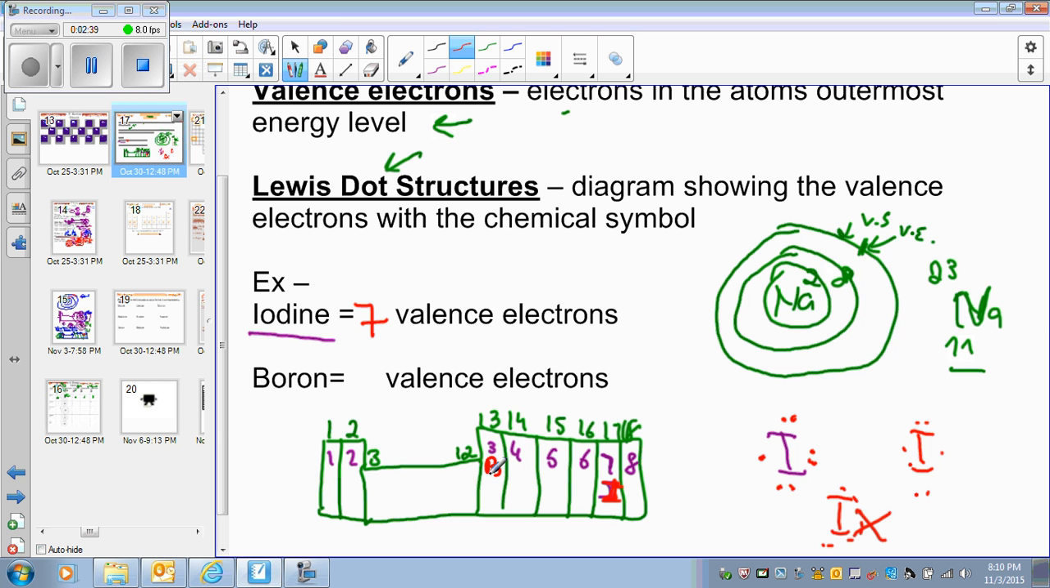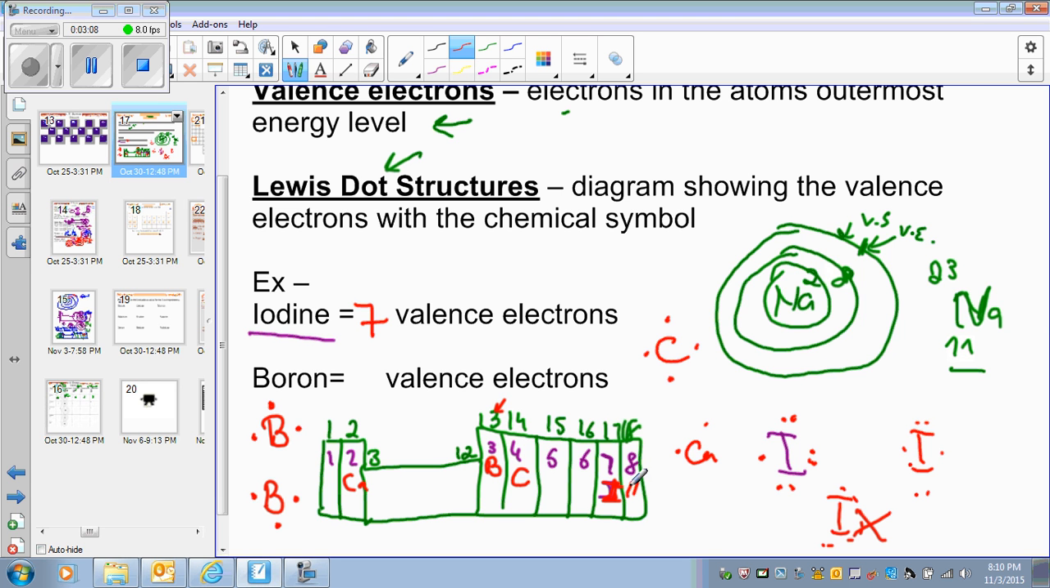Now boron is sitting right here. So boron has 3 valence electrons. So you go 1, 2 and 3. Again, it does not matter where you start from as long as you have 3 in 3 areas. So let's look at carbon. Carbon is sitting right here. So I go 1, 2, 3 and 4. Let's look at calcium. Calcium is sitting here. So calcium has 1 and 2.